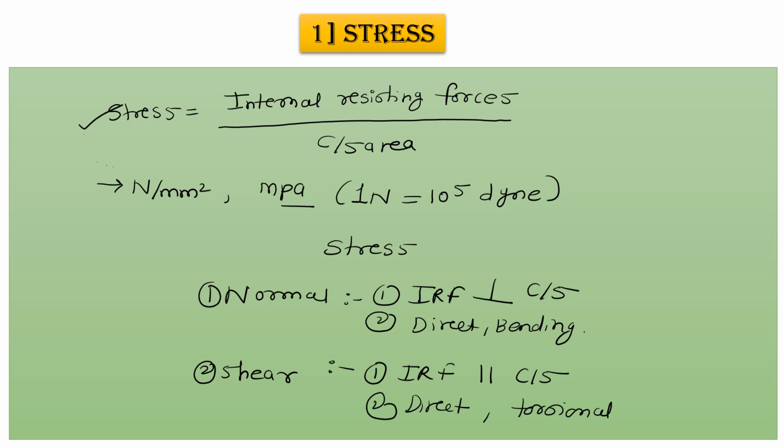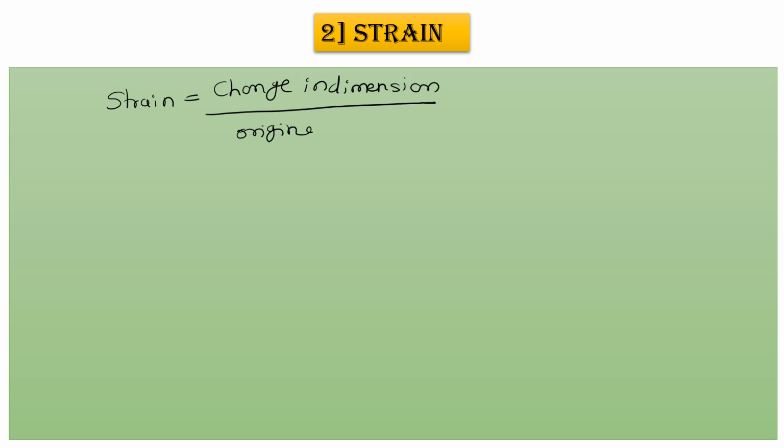Then next we move to strain. Strain is nothing but a change in the dimension of any body. Change in dimension is possible when there is an application of some force on a body. Change in dimension with respect to the original dimension is nothing but strain. And strain is a unitless quantity.